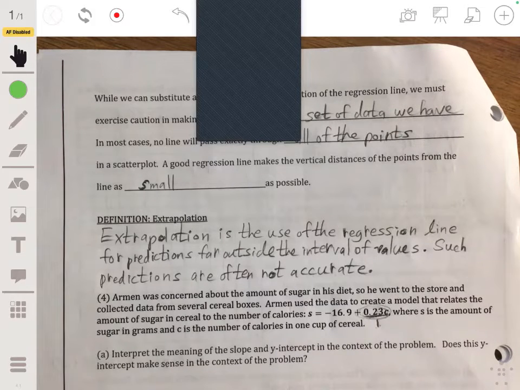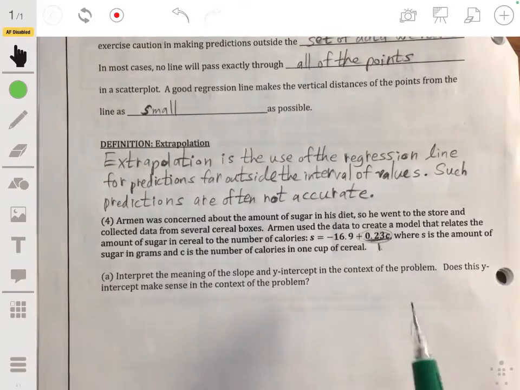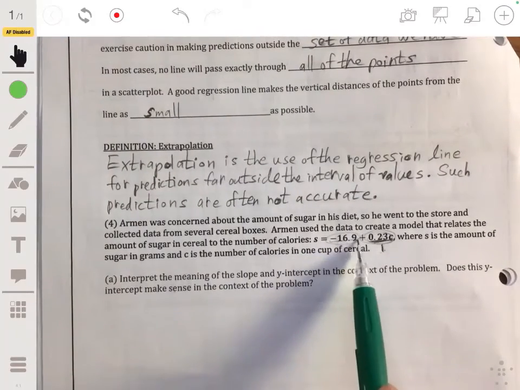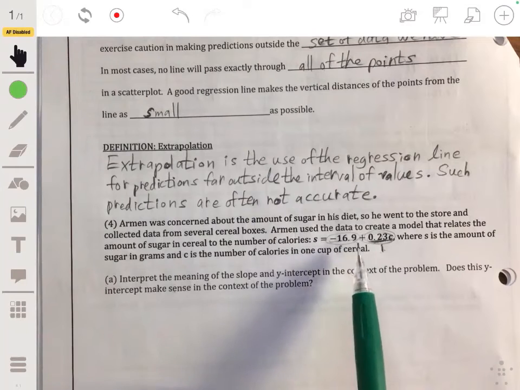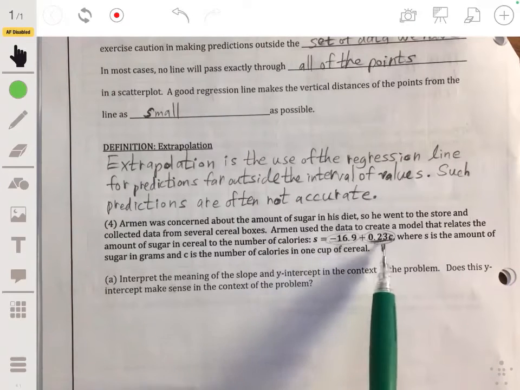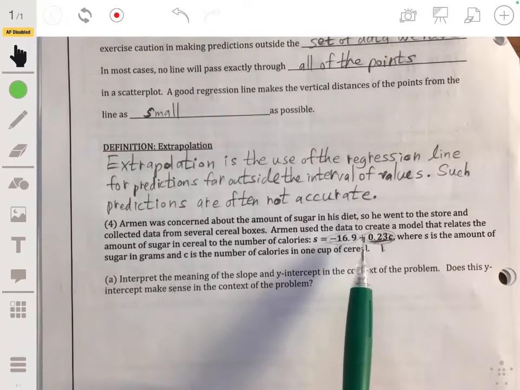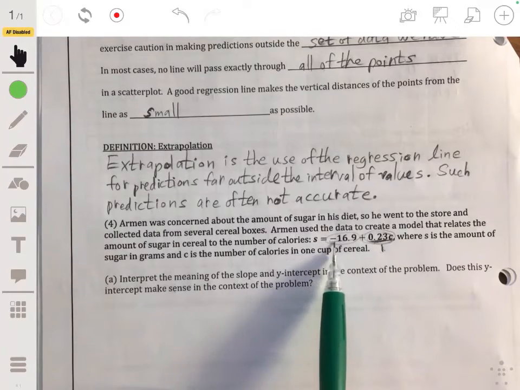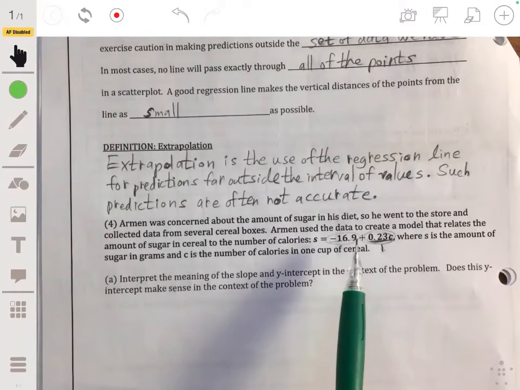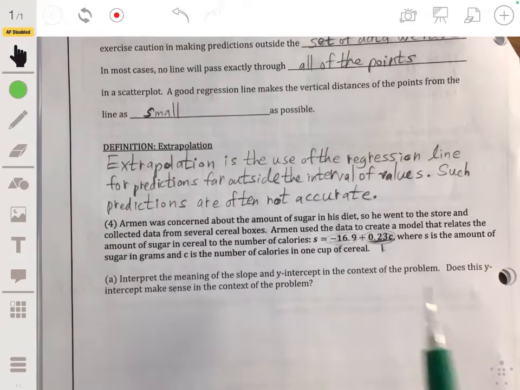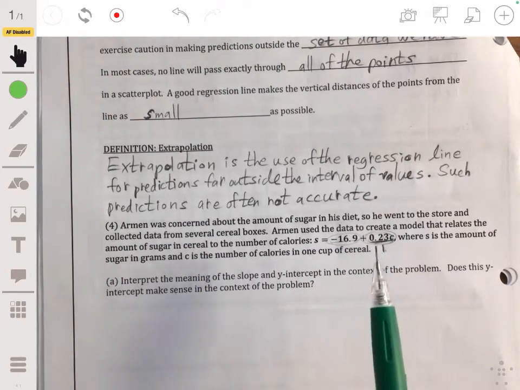Now, what about the y-intercept? The y-intercept is negative 16.9. And remember, the y-intercept is the value of the response variable, y, when C is 0. So it's saying that when the calories are 0, there's predicted to be negative 16.9 grams of sugar. Obviously that's impossible. You have no calories, you get no sugar. So that wouldn't make any sense in the context of the problem.